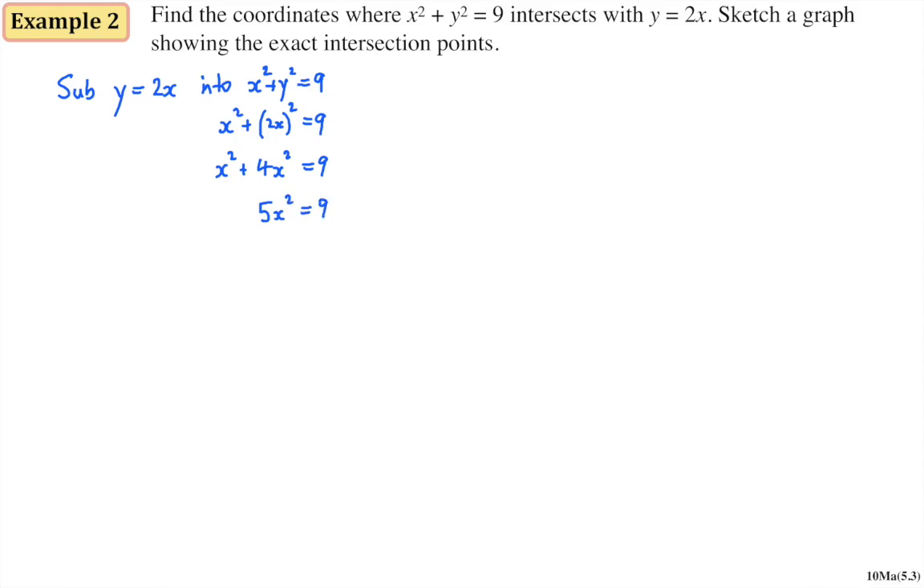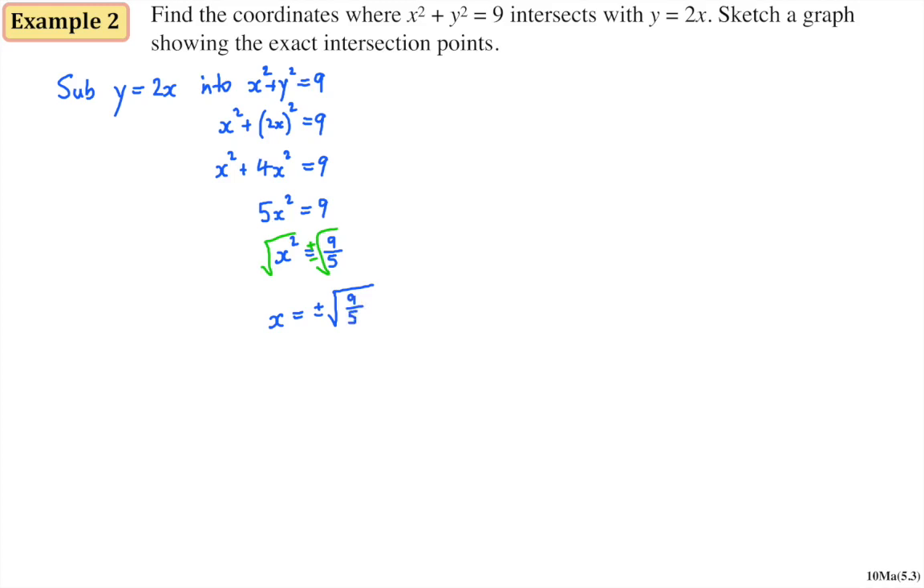Now we're going to divide both sides by 5. And now to get x by itself, we have to take the square root of both sides. But remember, the plus case and the minus case. So x equals plus or minus the square root of 9 over 5.